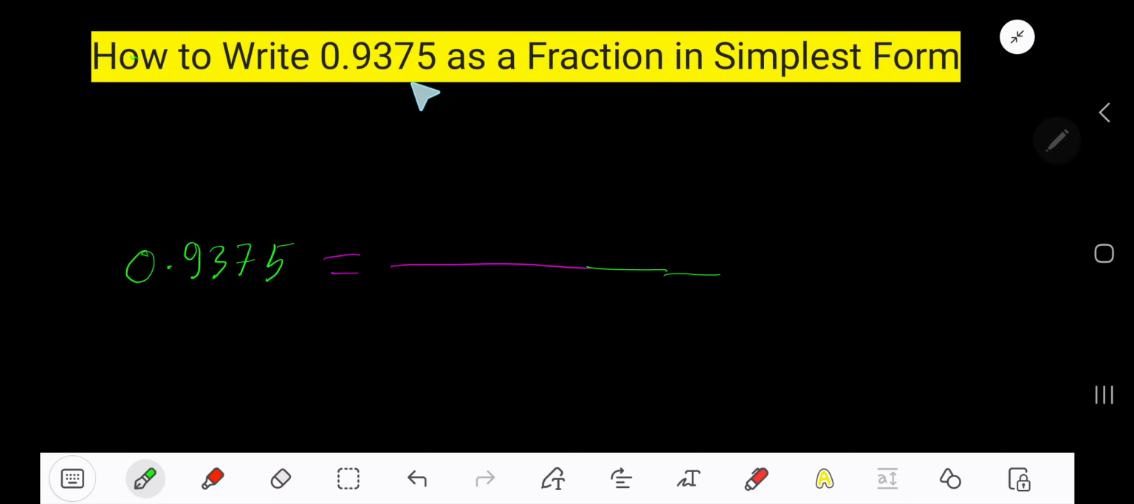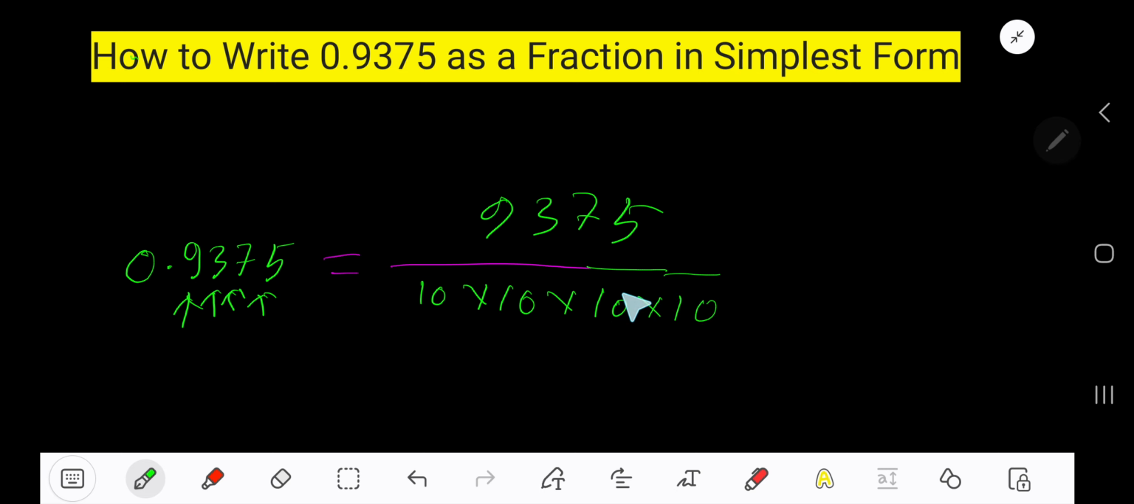How to write 0.9375 as a fraction in simplest form? So we need a numerator and a denominator. For the numerator, just remove the decimal and write the number you are getting. And for the denominator, every digit after the decimal you have to consider as 10. There are 4 digits, so write 10^4.